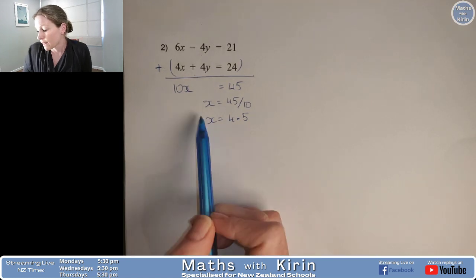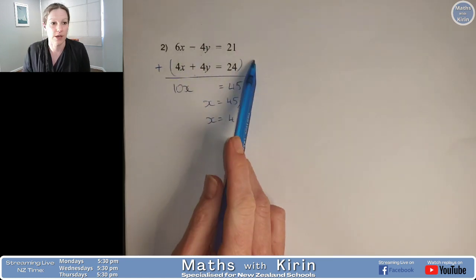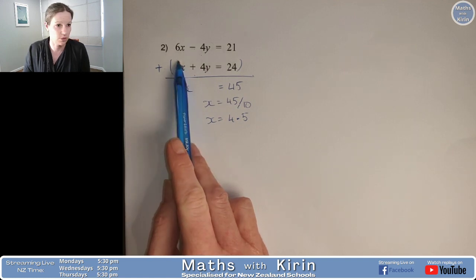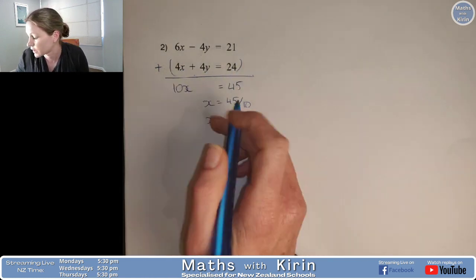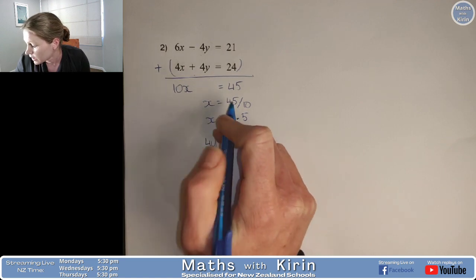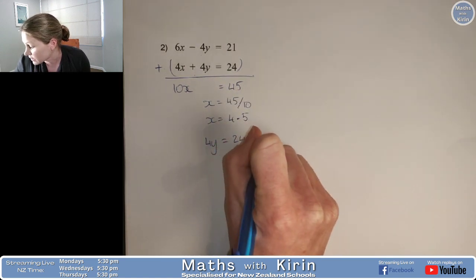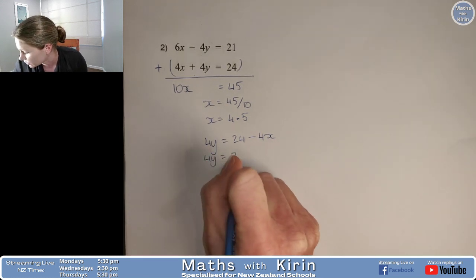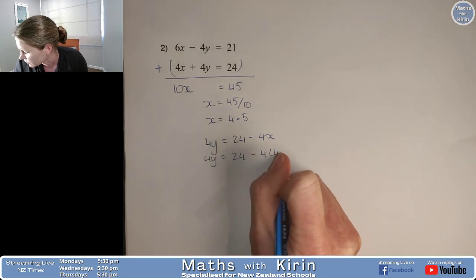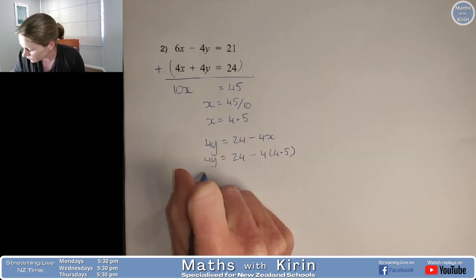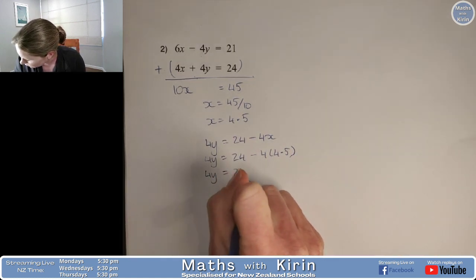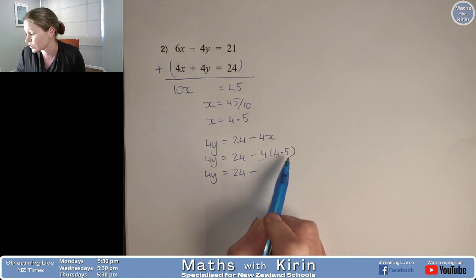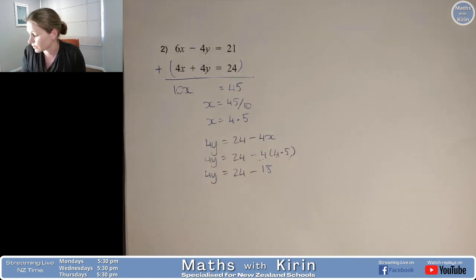Substituting back, we need to find y. I'm just going to use the first equation, or the second equation, doesn't matter. In fact, I might use the second one. So we know that 4y is equal to 24 minus 4x when we bring that x to the other side. So 4y is 24 minus 4 times 4.5. So 4y is 24 minus, well, 4 times 4 is 16, and 4 times 0.5 is 2, so 16 and 2 means that we get 18.